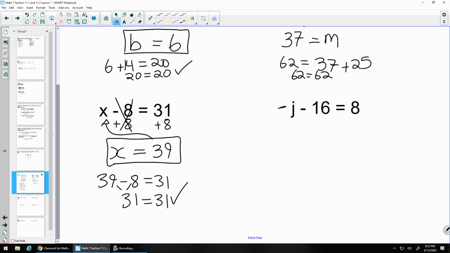Okay, over here, j minus 16 is equal to 8. So j minus 16 equals 8. Some of you can maybe just think what that number is. That's great.